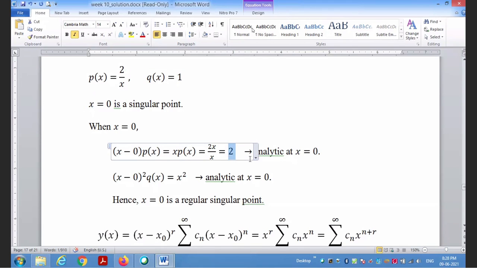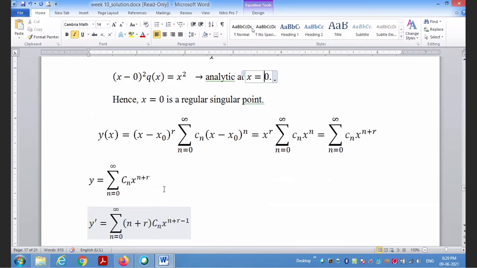For whatever it is, this function will be 2. We have a value. The same thing for x minus x naught squared. So x naught is equal to 0. This one will be x squared and qx equal to 1. x squared times 1 is x squared. Again, when x equal to 0, this function is defined, so this function is analytic when x equal to 0. So we can conclude that x equal to 0 is a regular singular point. Right? Do the same thing as before.